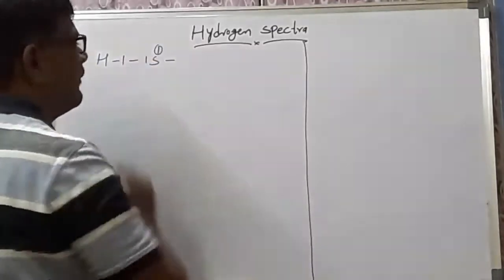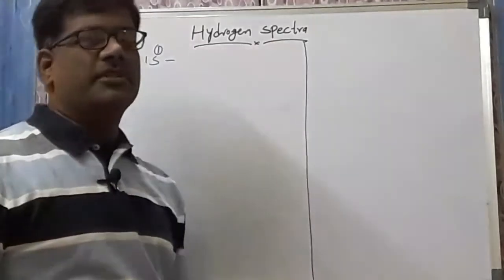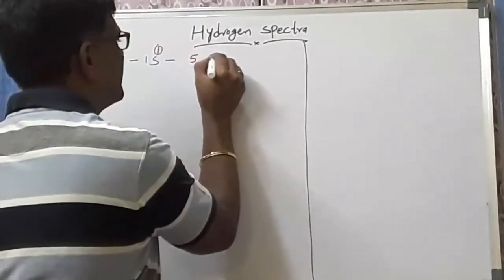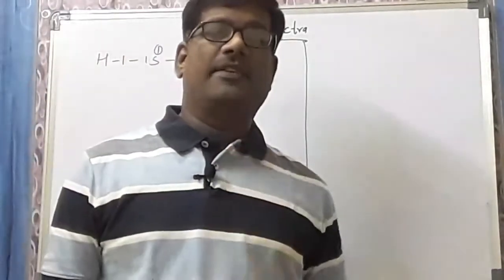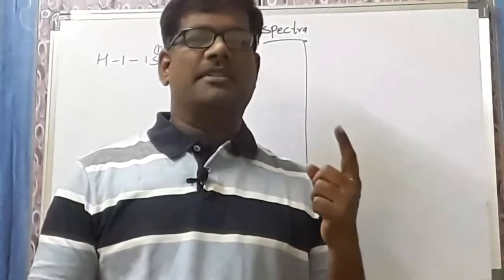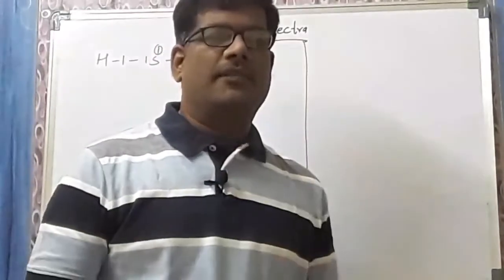Even though we have only one electron in the valence shell, if you observe the spectrum of hydrogen, we will get 5 spectral series. I am not saying 5 spectral lines. We will get 5 spectral series, namely the Lyman series, Balmer series, Paschen series, Brackett series and the Pfund series.